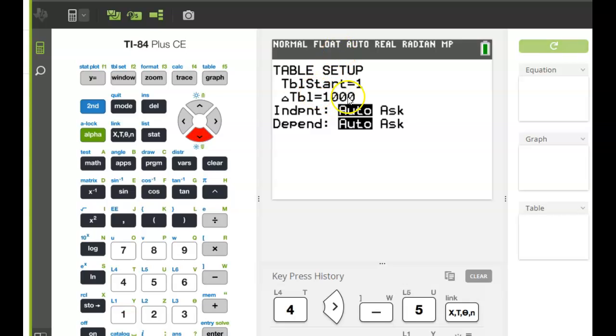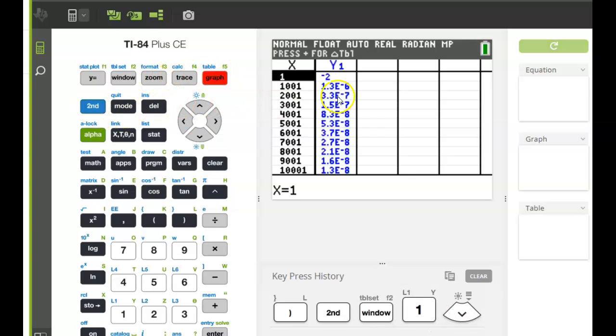And then I'm going to be going to positive infinity, so I want my table to grow quickly, so I have a large change in the table. And once I have that set, I'll go to the second table. And look at the answers here. Right? My y values are growing very quickly.